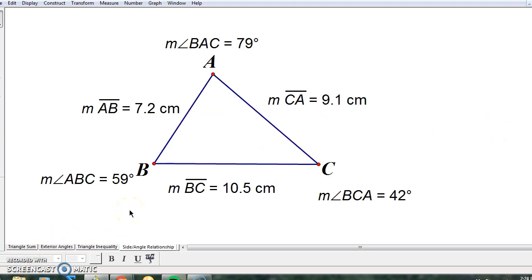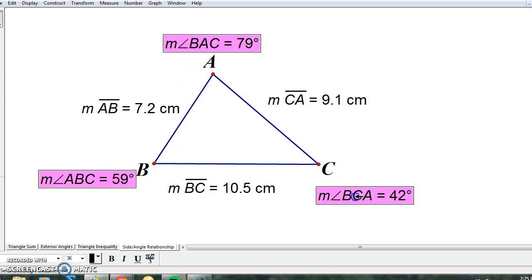The next thing I wanted to talk about is the relationship between the side lengths and the angles of a triangle. Here are the three angles of my triangle. Right now I've got 79, 59, 42. And if you compare those to the side lengths of the triangle, you see that we have a scalene triangle. If we have three different side lengths, we are inherently going to have three different angle measurements. But there's a relationship between them.